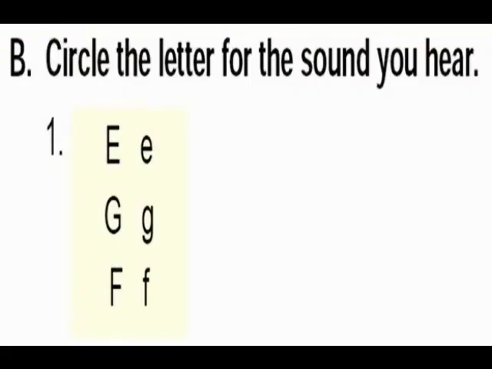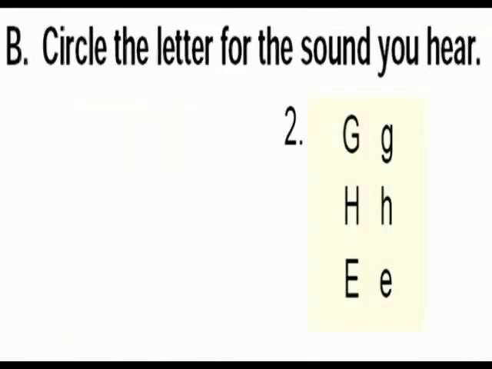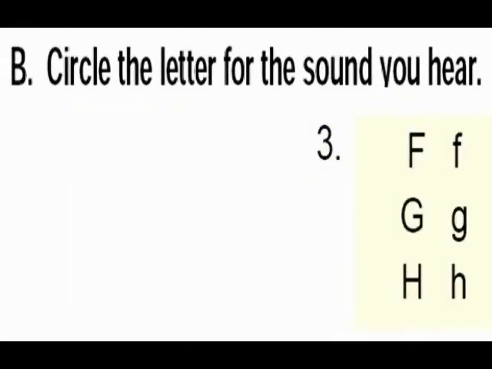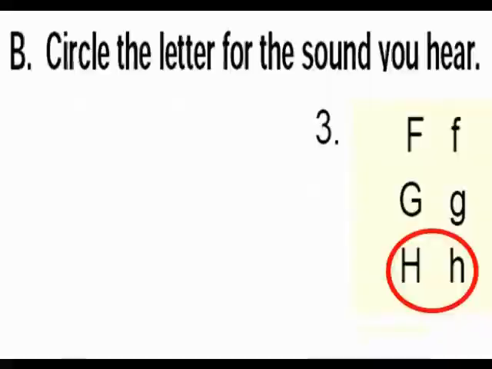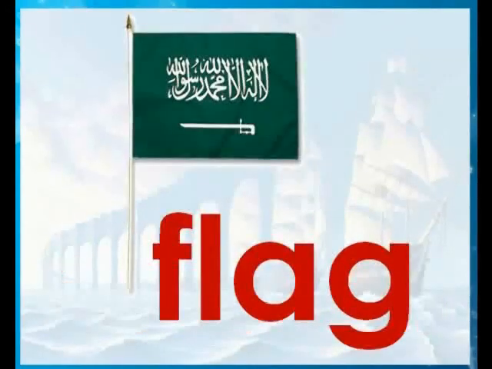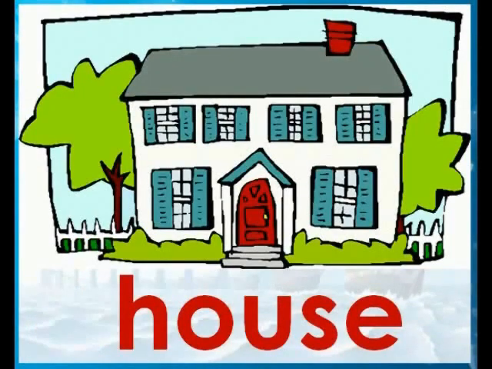Task B. Circle the letter for the sound you hear. 1, f. 2, g. 3, h. Eraser. Flag. Girl. House.